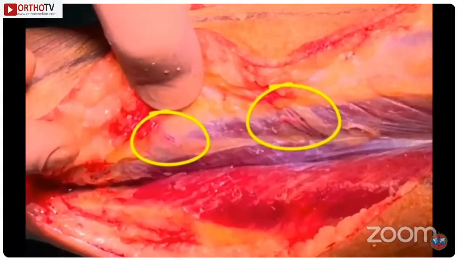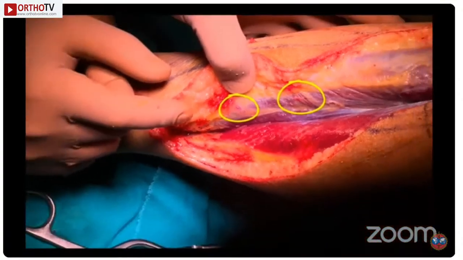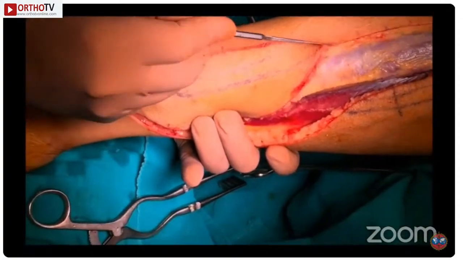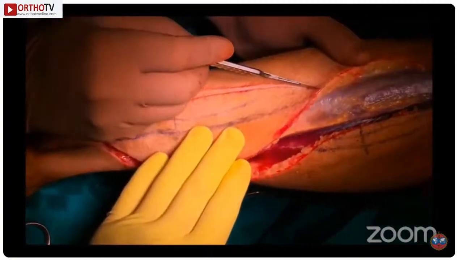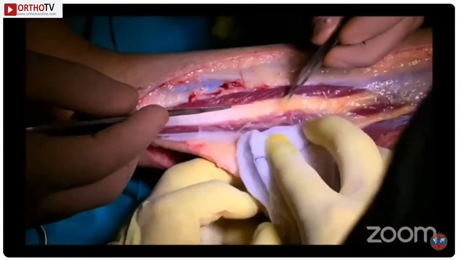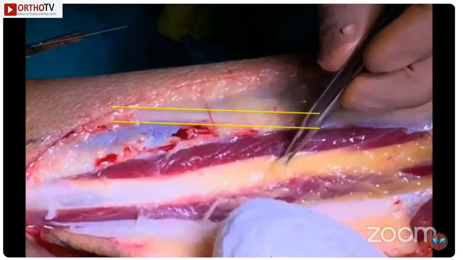using a Gigli saw. Before incising the anterior aspect of the skin paddle, the presence of at least one perforator is ensured. Two perforators running through the posterior crural septum to the skin paddle can be seen here. The anterior aspect of the skin paddle is then incised, and the skin and subcutaneous tissue are elevated. The superficial peroneal nerve is identified, and the deep fascia is incised just posterior to that nerve.